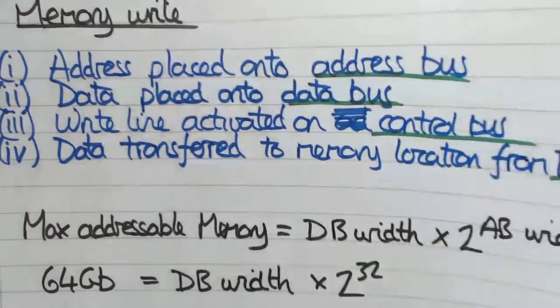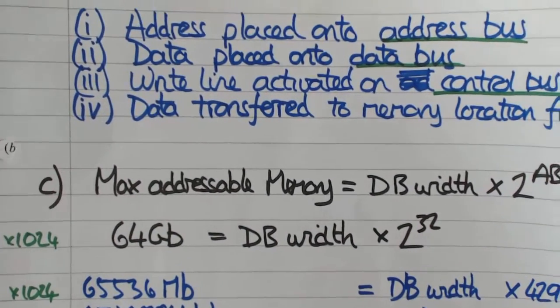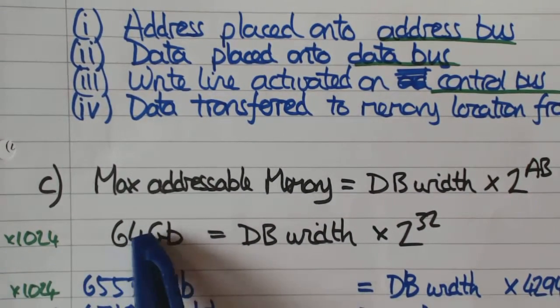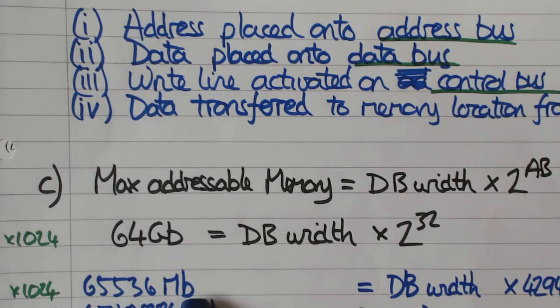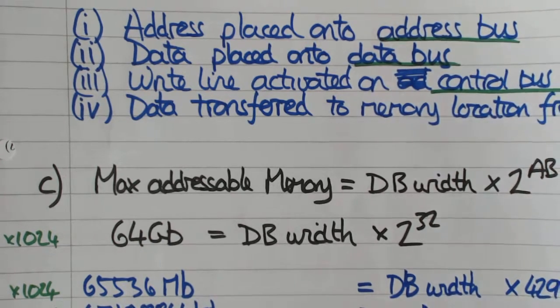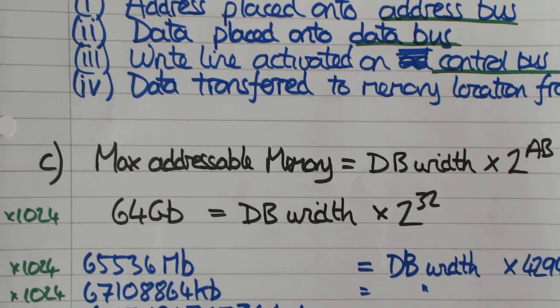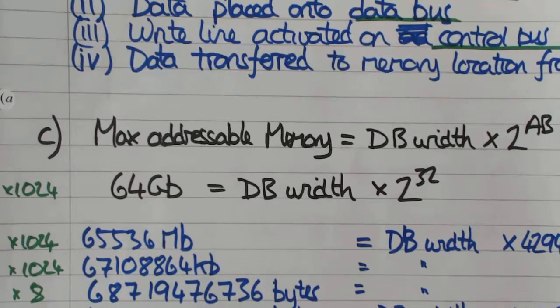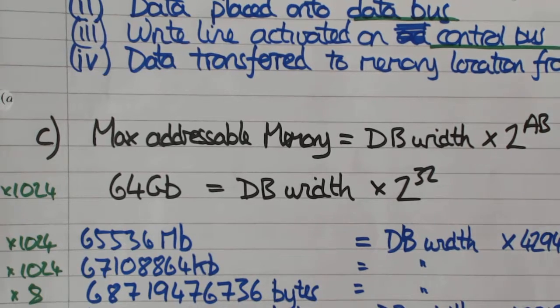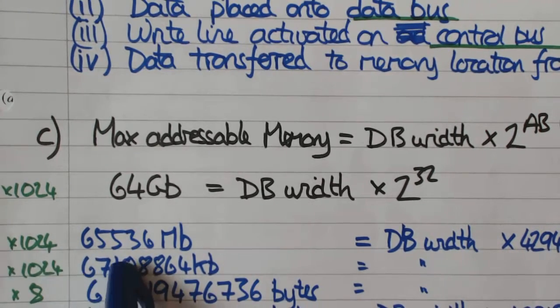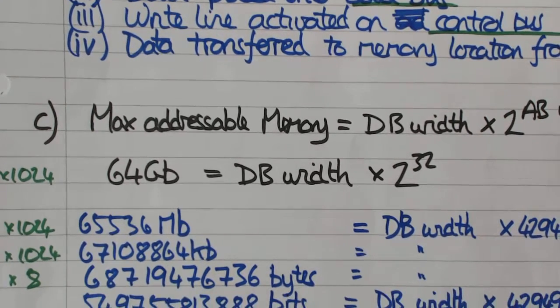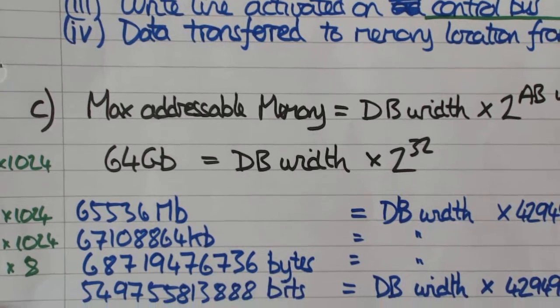Okay, so it's quite a long process. Times that by 1024 to get into megabytes. Times it again by 1024 to get to kilobytes. Times it by 1024 again to get into bytes. And then times it by 8 to get into bits.